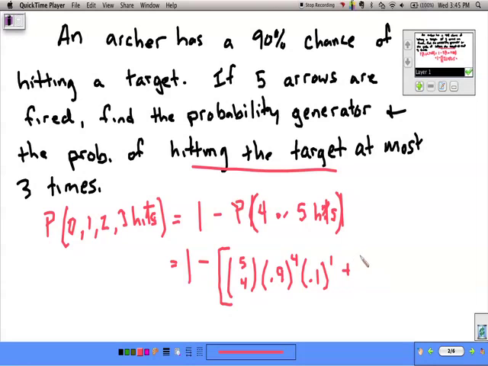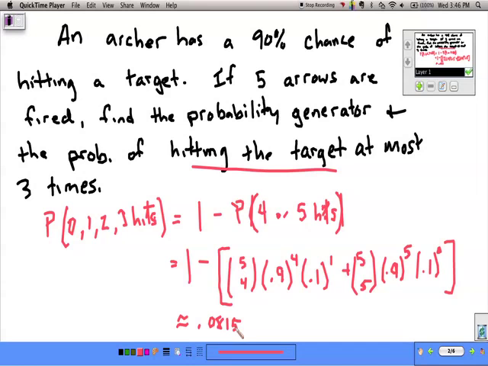And we're going to add on 5 choose 5, times 0.9 to the 5th, 5 successes, 0 failures. And doing this calculation, we end up with 0.0815.